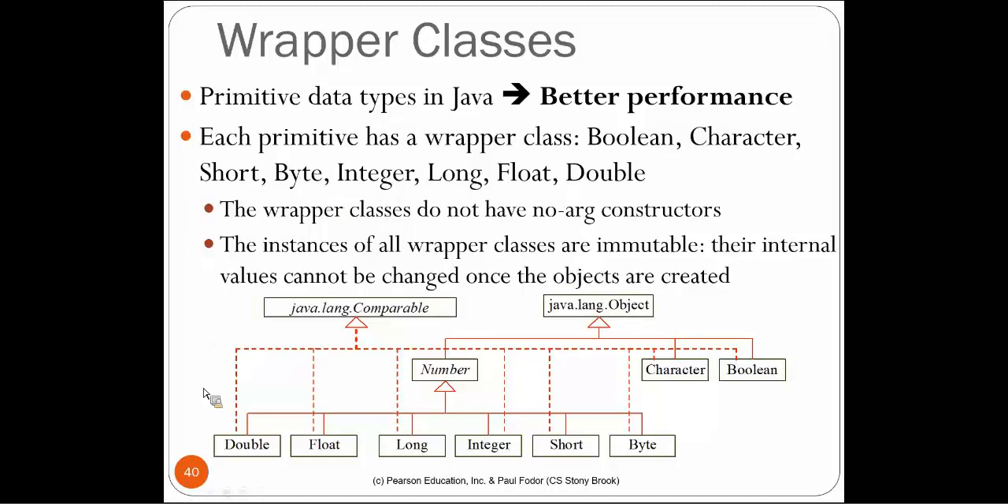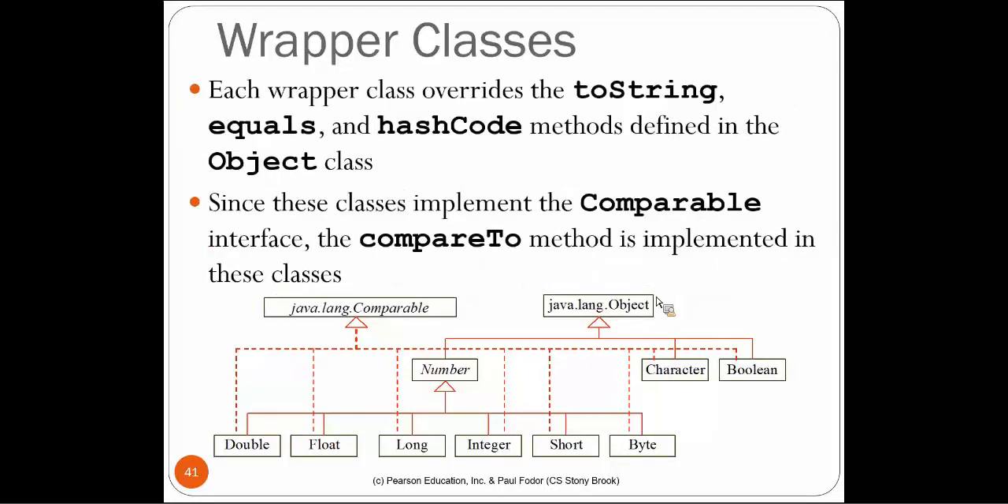Now, all of these classes, Double, Float, Long, Integer, Short, Byte, Character, and Boolean, implement the Comparable interface. The classes that are numbers also extend the class Number, an abstract class, which is a subclass of the java.lang.Object class. So it basically allows us to compare characters with other characters, float numbers with other float numbers, and so on.